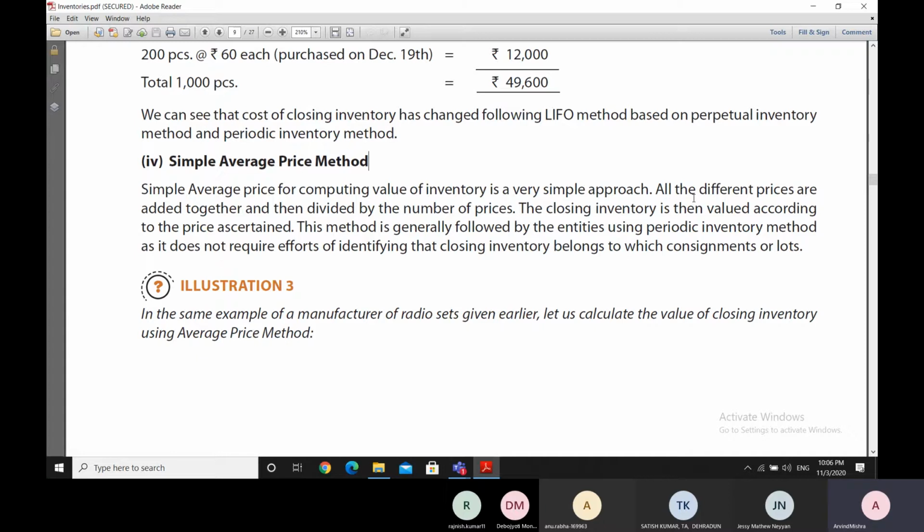as it does not require any effort of identifying that closing inventory belongs to which consignment or which lot. So in fact, all the items are considered to be in the same lot. All the prices are averaged out, dividing by the number of different prices. We would also like to say that this method is too simplistic and may not give a realistic picture. But let us look at an illustration.